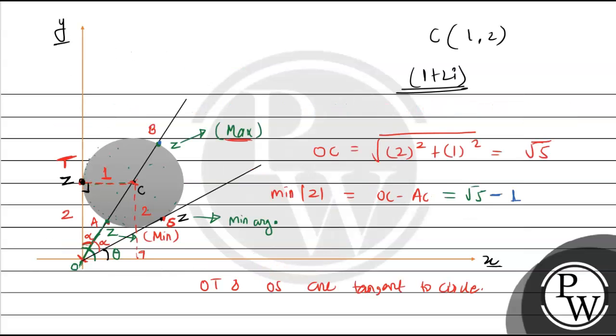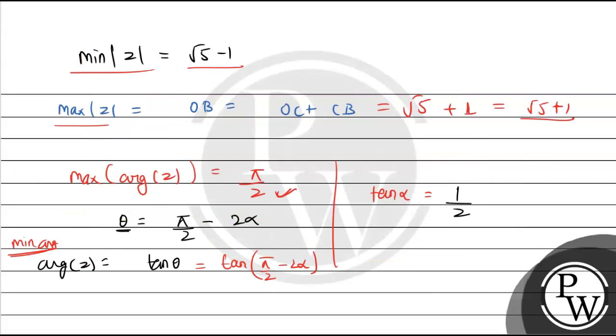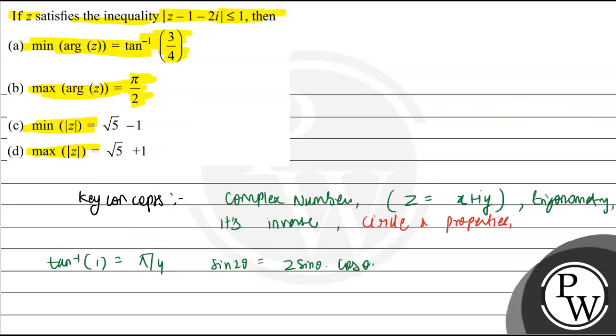Okay. And we have already found the maximum and minimum magnitude of z, which is root 5 minus 1 and root 5 plus 1. So with this we can check with our options that all the options are correct, right? Hence A, B, C, D are correct options. Okay, all the options are correct. A, B, C, D are correct options.